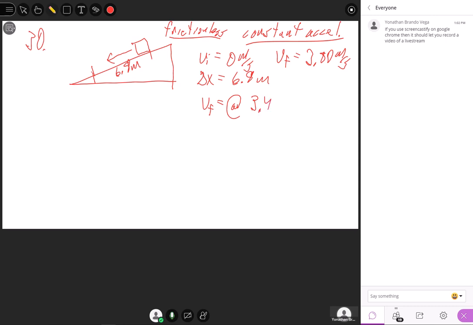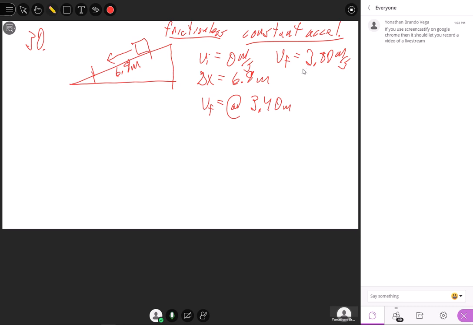3.4 meters point. Okay, final velocity at 3.4 meters point. Now, how in the world do we get this? Well, let's look at what we have.